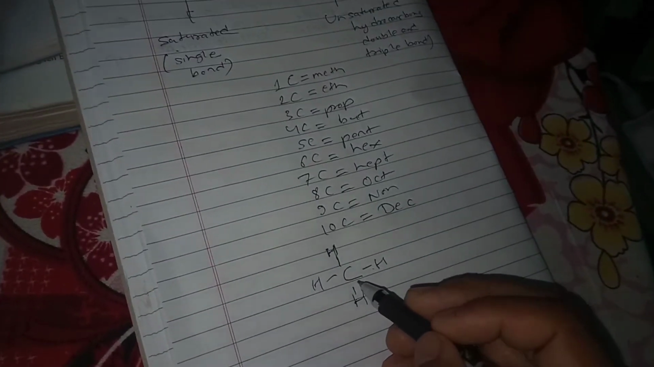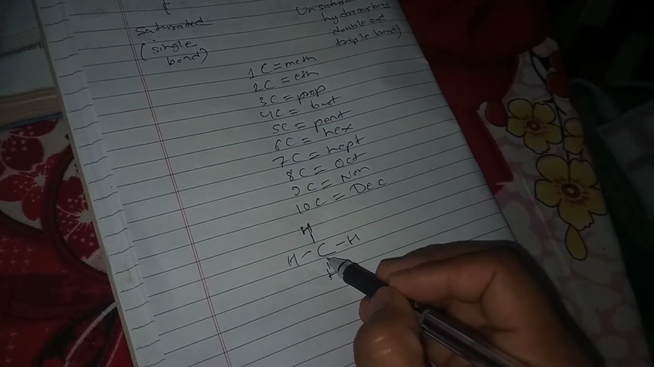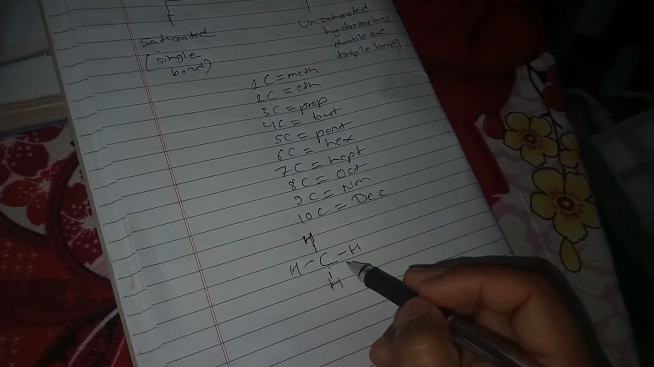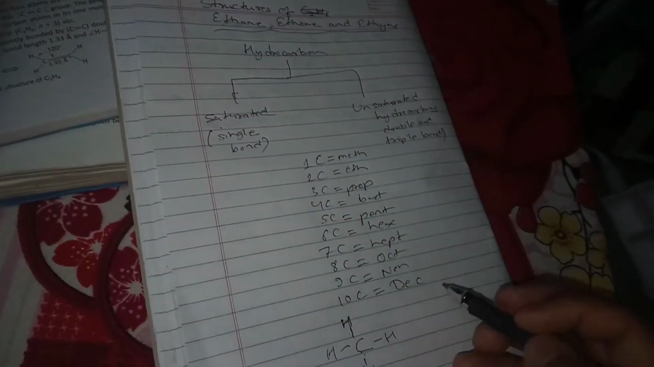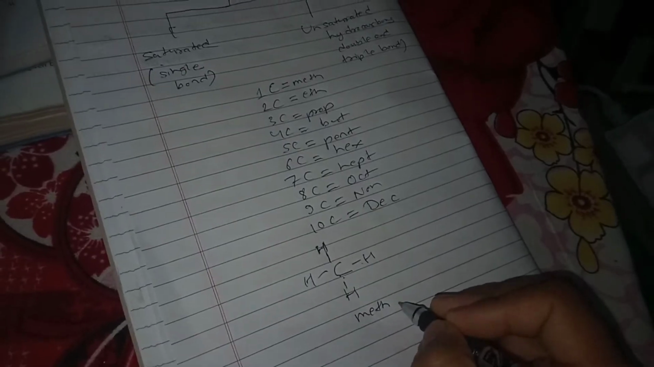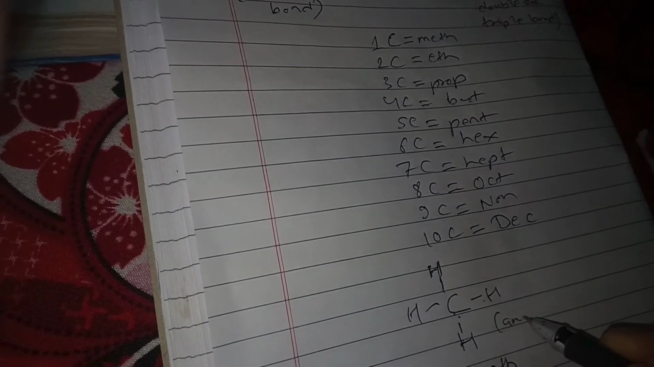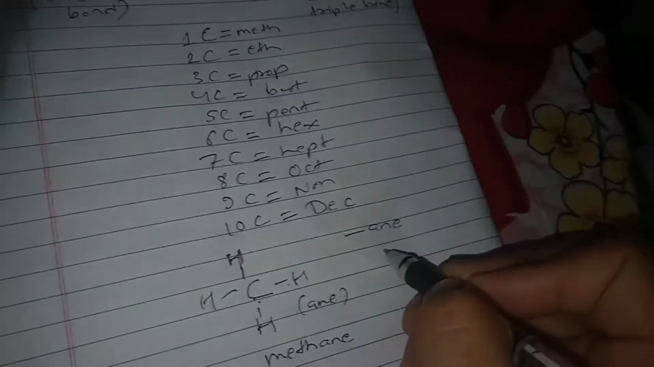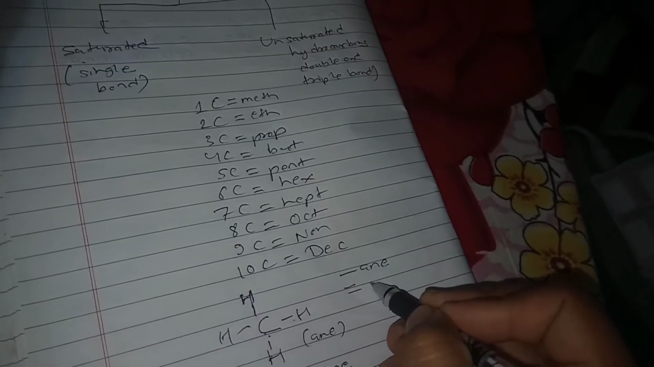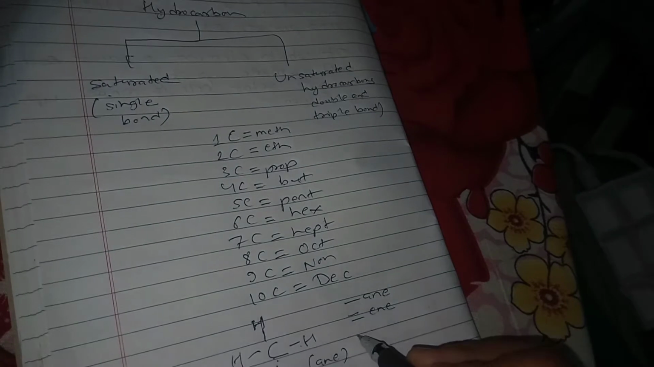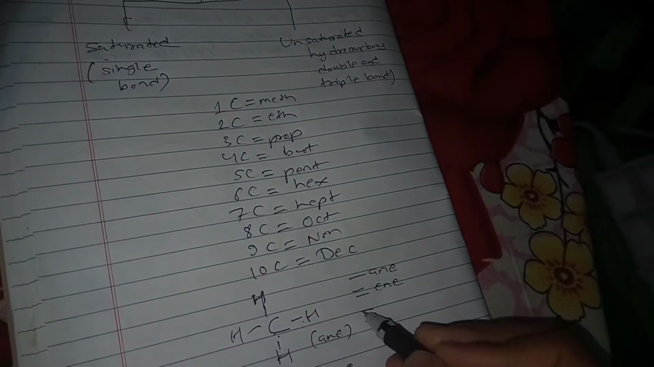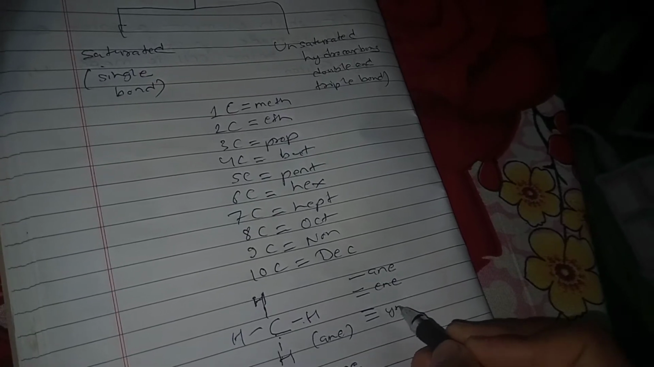So how will you name it? First of all, see how many carbon atoms there are. 1, no? Are there any more carbon atoms? No, only 1. So 1 means meth. And there is a single bond. If there is a single bond, we add ANE. If there is a double bond, you add ENE. If there is a triple bond, you add YNE.